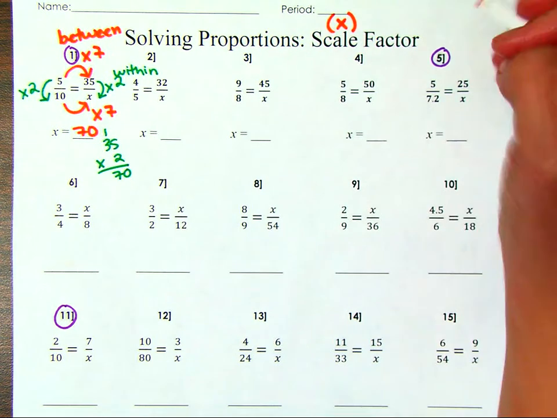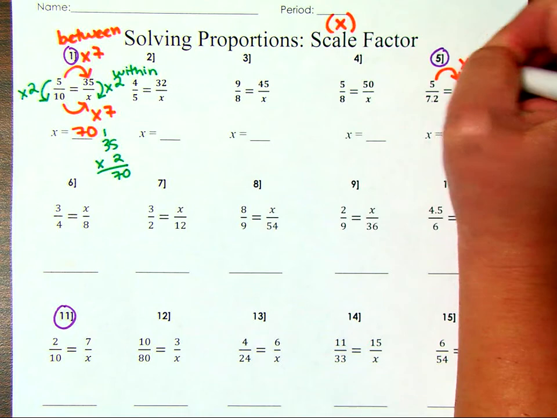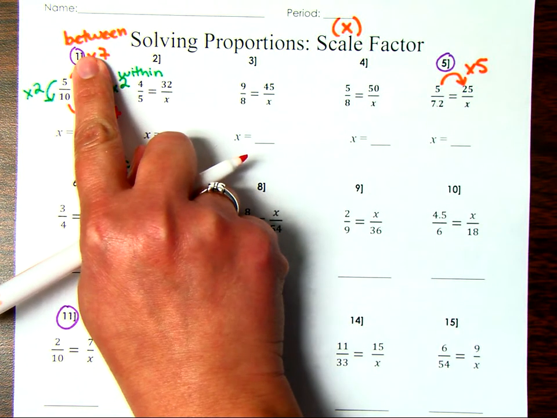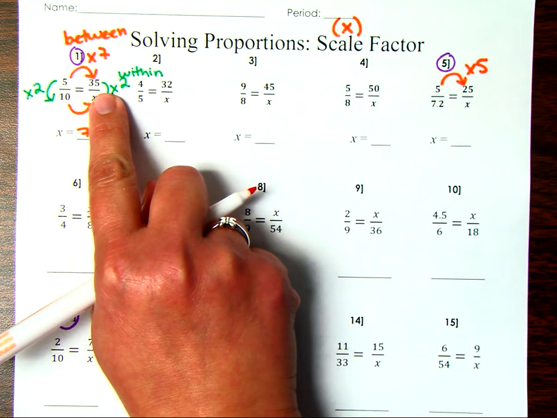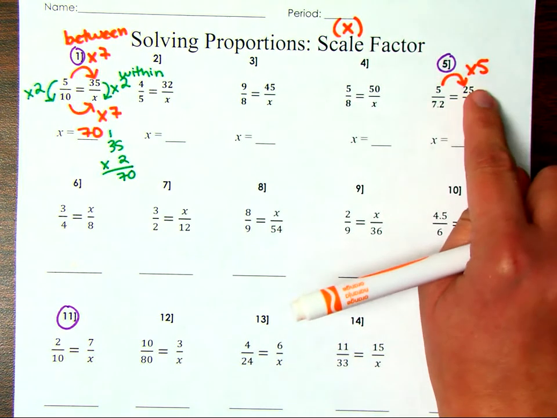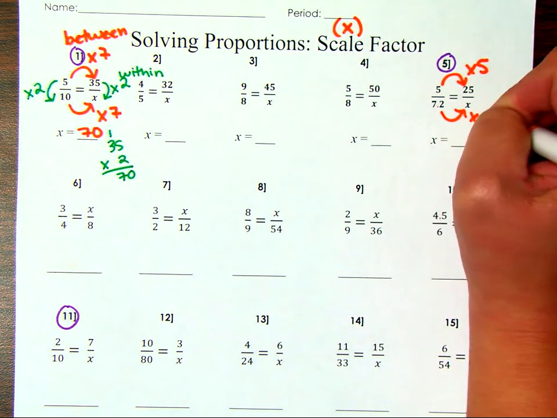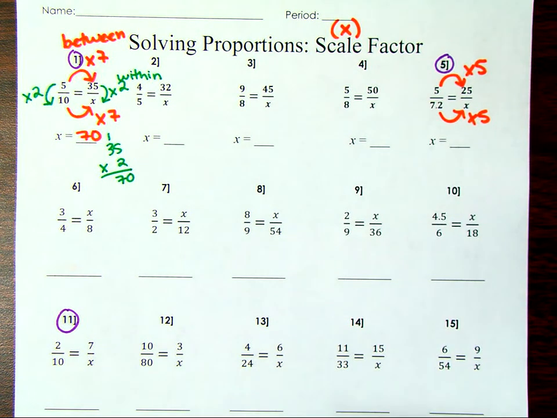Well, I can get from 5 to 25 by multiplying by 5. So my scale factor between was 7 on this one. My within scale factor is 2. On this one, my between scale factor is 5. So that way when your teacher asks, well, what did you get the scale factor? How did you get there? We know what you did.